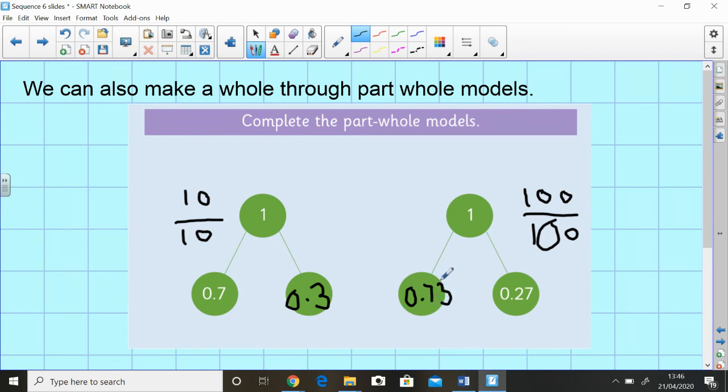Now, to work out this 0.73, you might want to do a subtraction method. You might want to use a number square. So you can just decide which way you do it, and some of you might just know. So just do whatever works best for you.